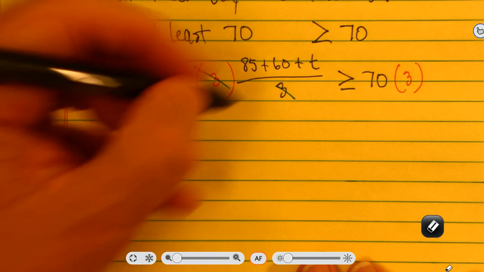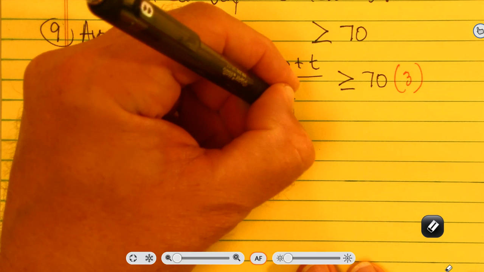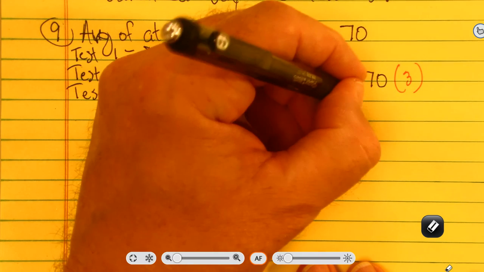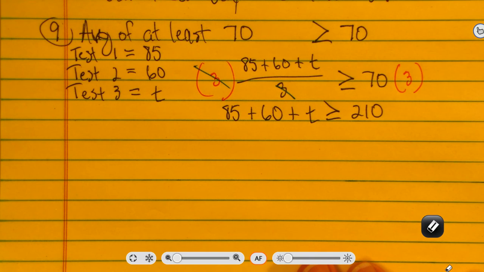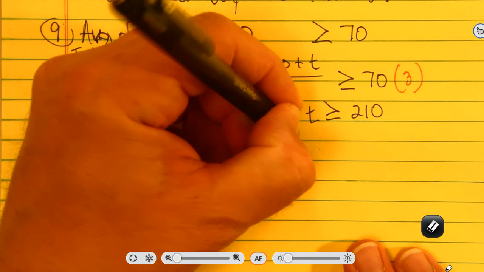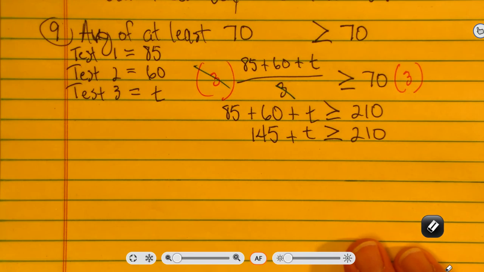All right, so I'll have 85 plus 60 plus T is greater than or equal to 210. And I'll go ahead and add 85 and 60 together. 85 plus, do what? 145. Yeah, 145. Plus T is greater than or equal to 210.